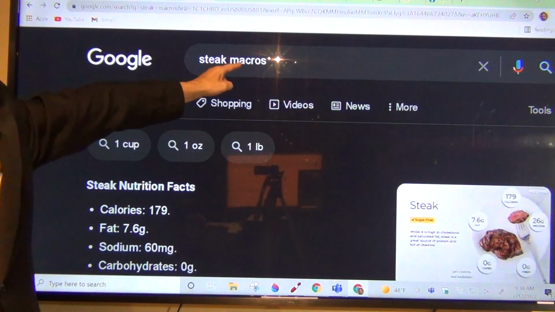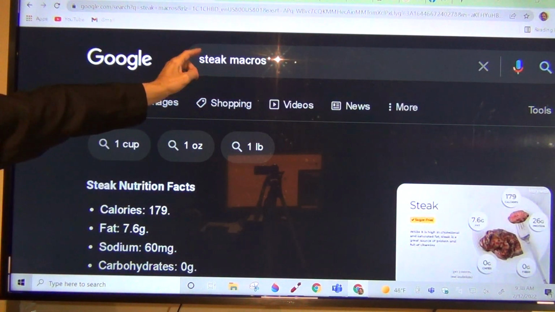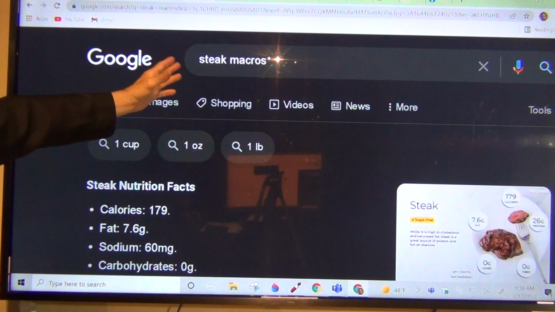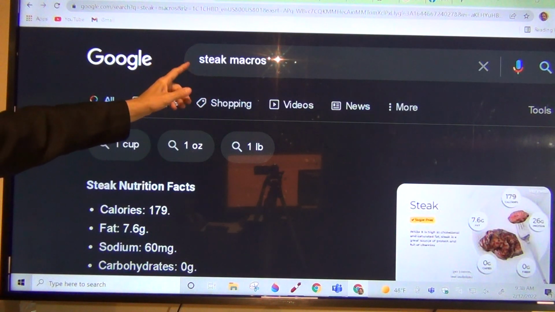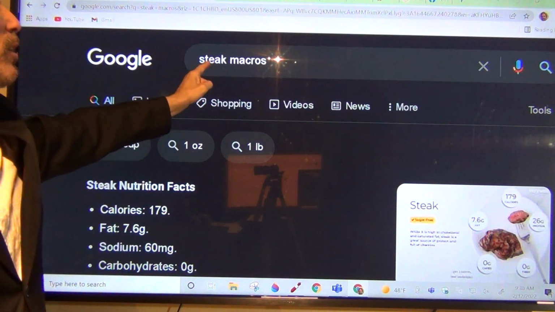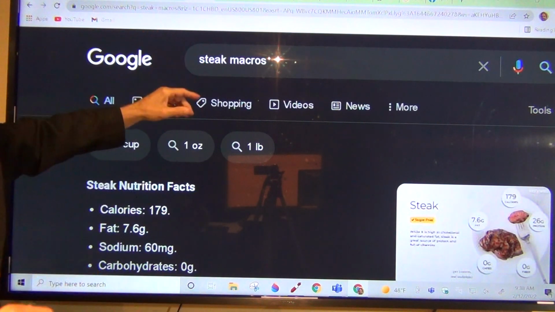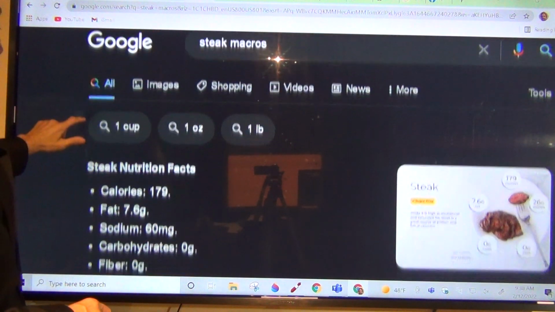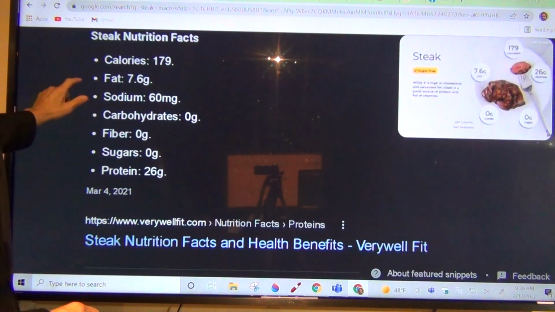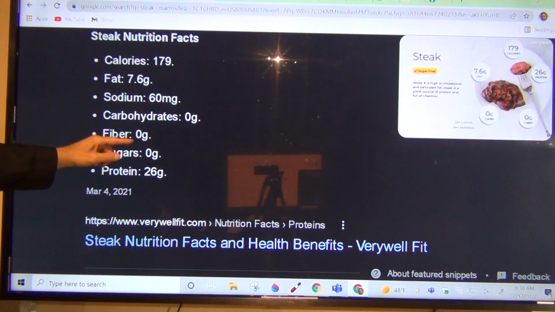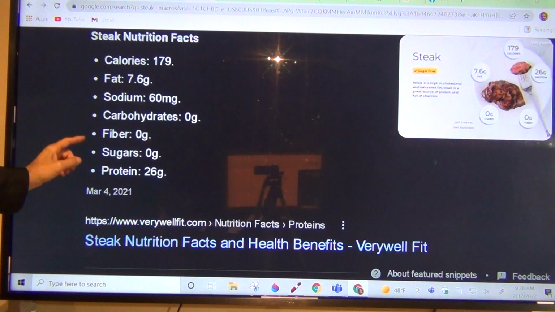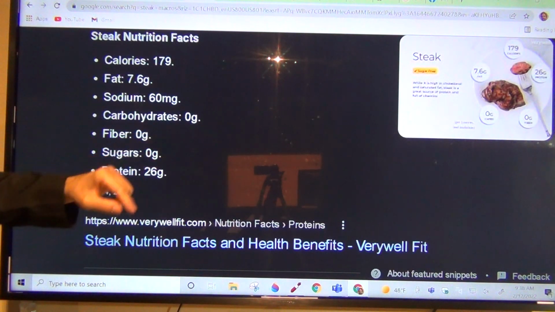We look at macros, right? We type in macros with any browser. This is Google, but you use DuckDuckGo or Firefox, and then you just put in whatever you like. Hamburger, if you want to eat a steak, if you want vegetables. We're going to do a couple of them, but first we're going to start with steak. And let's go down here. We're going to see that steak is 7.6 grams of fat, 0 carbs, 0 fiber, 0 sugar, and 26 proteins.